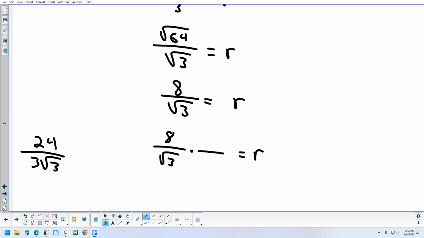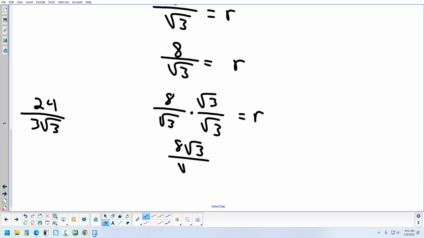You'd have 24 in the top, and then you just have times 3 in the bottom. But we do want to get that denominator to be a nice number we can take a square root of. The square root of 3. So now in the top, you have 8 square root 3. And in the bottom, the square root of 3 times the square root of 3, you can combine those together and make that the square root of 9.